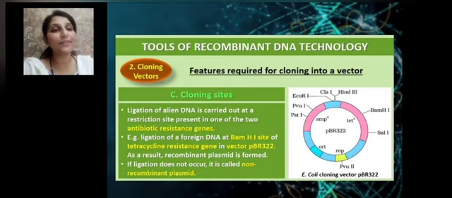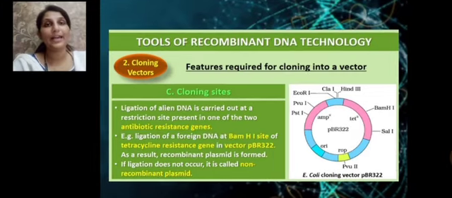And in the case of ampicillin resistance, the cloning sites or recognition sites of PvuI and PstI are also placed. If a foreign DNA is ligated at the BamHI site, which is in the selectable marker for tetracycline resistance in the vector pBR322 of E. coli, it's a plasmid which has been developed from E. coli, pBR322. And a foreign DNA has been ligated in this region.